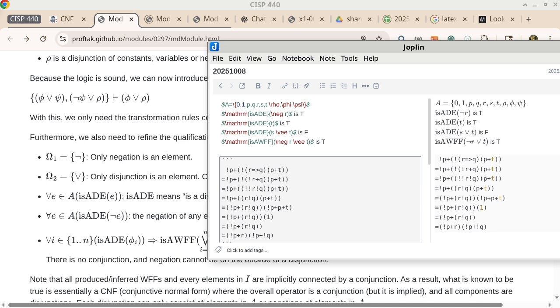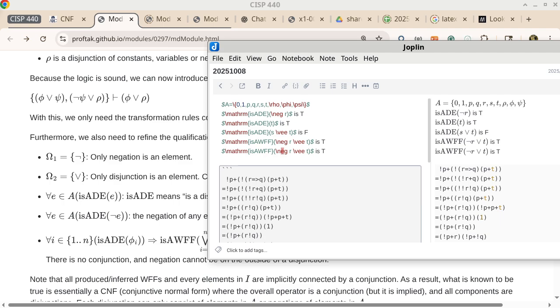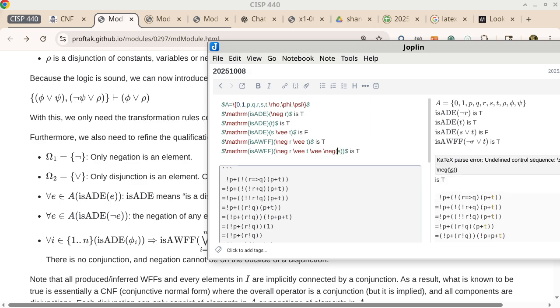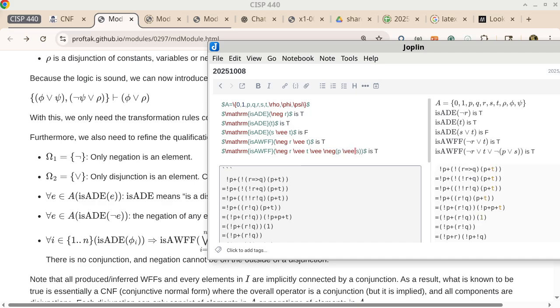Okay? So that also leads to the answer of this. Okay, so if I were to put something like this, and then I'm gonna say or, okay, but this time I put a negation on top of another disjunction, P or S. Okay, there we go. So now the answer is false.